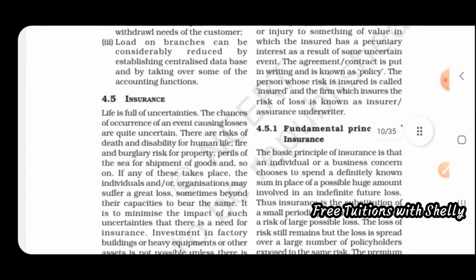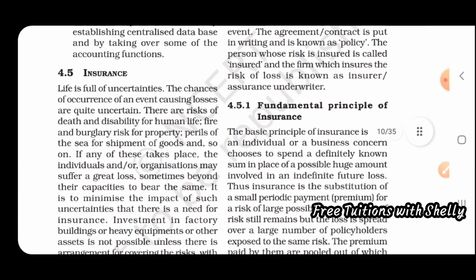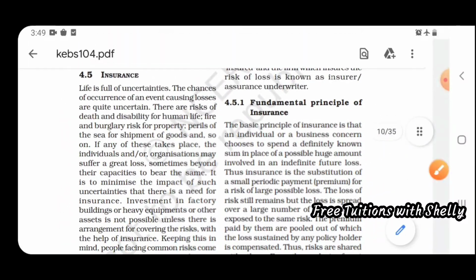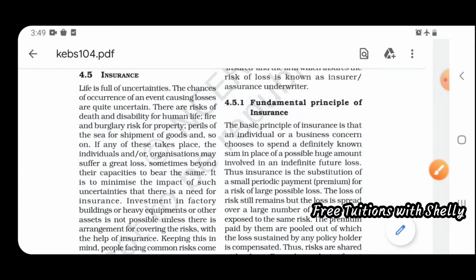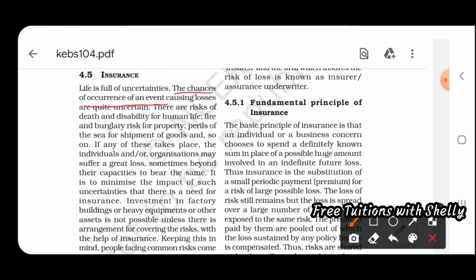Now we are going to the second service. The first one was banking, the second service is insurance. Life is full of uncertainties. Yes, there are many risks. Uncertainty here means risk, so the chance of occurrence of an event causing losses is certain. When a business activity is taking place, many losses can happen. It can be theft, fire, or some natural calamities, all of which affect our business.